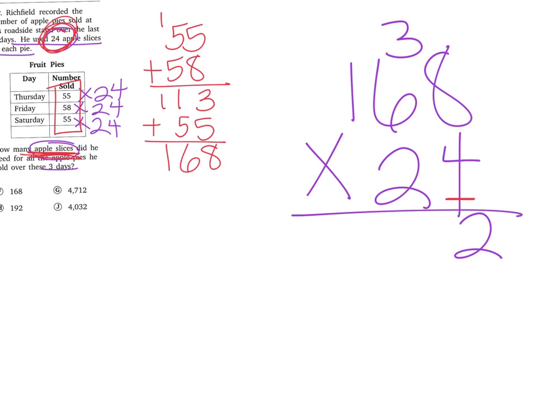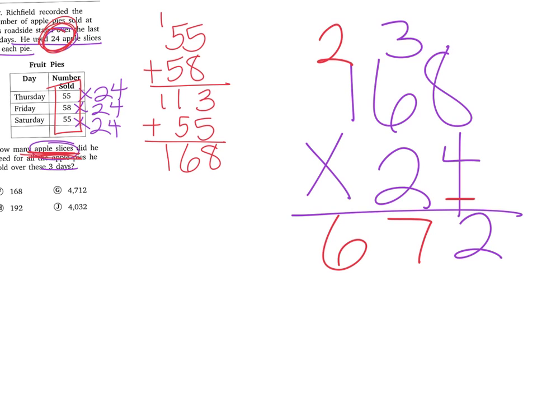4 times 6. What is 4 times 6? 24. Plus 3? 27. 7 here. 2 in the hundreds. What is the next problem, Madison? 4 times 4 plus the 2 is 6. Excellent. 4 times 1 is 4, plus 2 is 6.